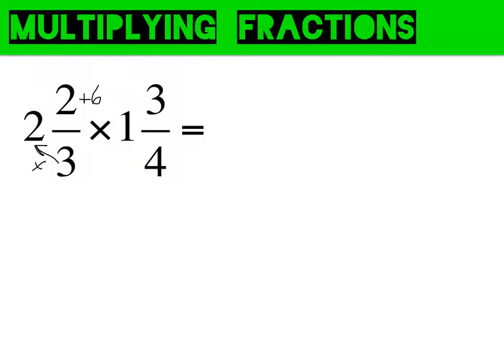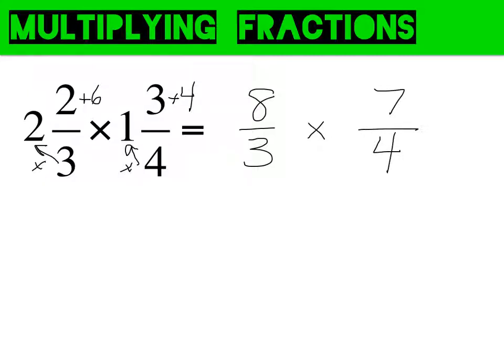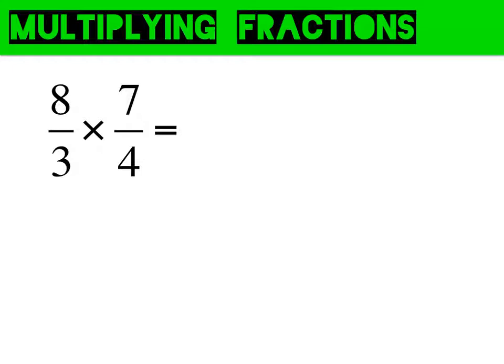So our improper fraction is 8/3 times, and we can make our second mixed number into an improper fraction. So we have 4 times 1, it gives us 4, and we're going to add 4 to our numerator. So 3 plus 4 gives us 7/4. So right now, our first step is complete of turning our mixed numbers into improper fractions. We have 8/3 times 7/4.